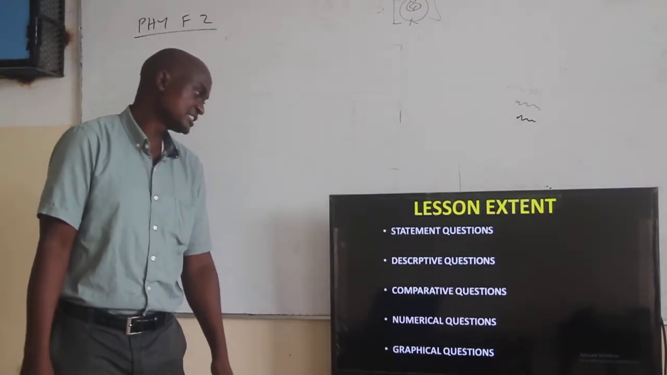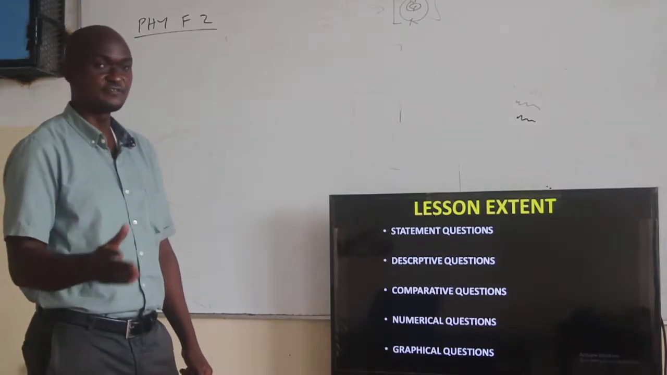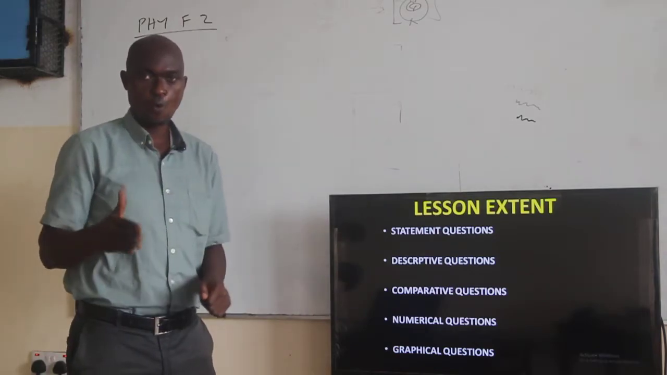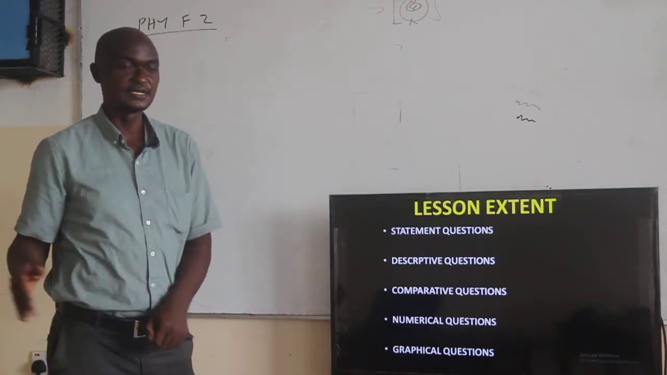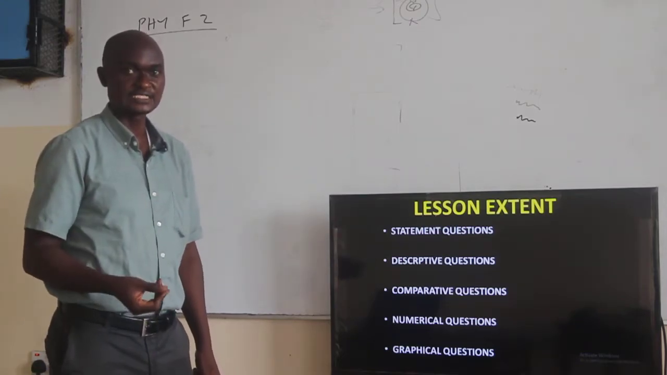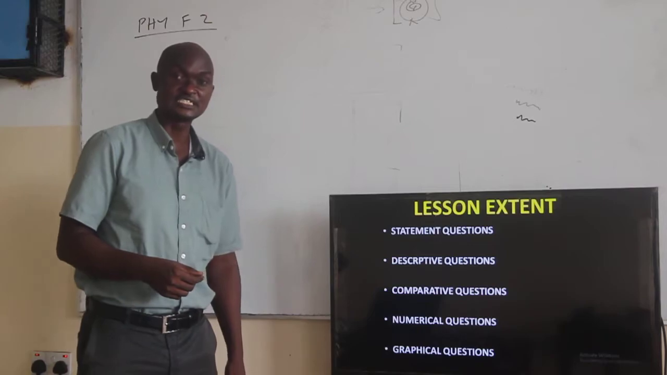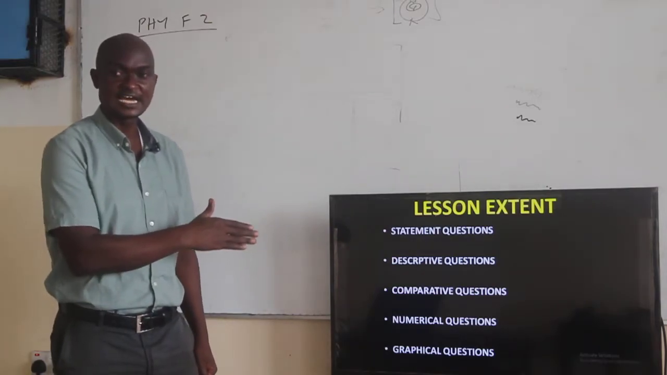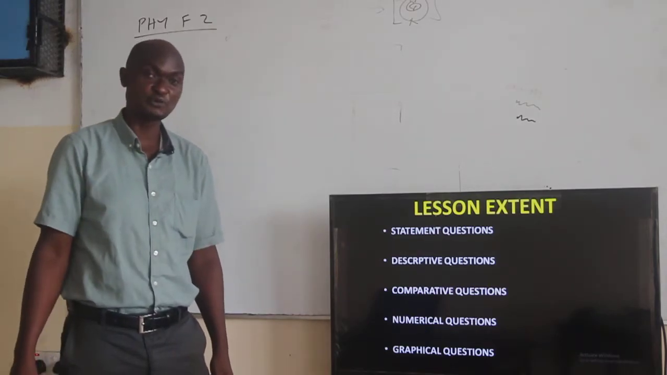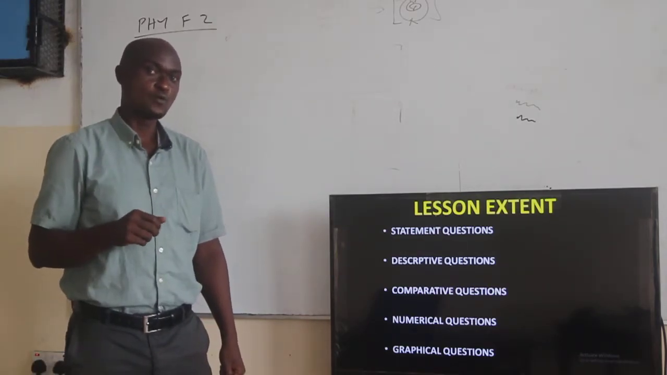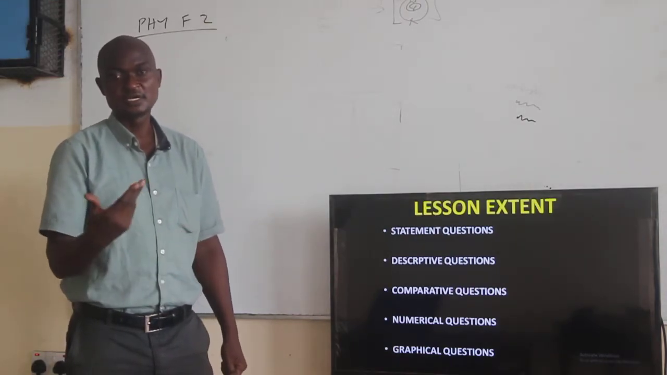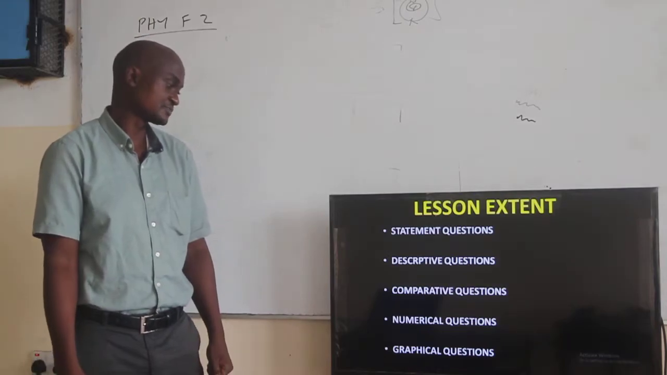We have the comparative questions, where you have to show the difference between one thing and the other. This is like this, whereas that is like that. We use words like while, but, whereas. Sometimes you can even use a table showing what is on one side and what is on the other side. We have numerical questions, or the mathematical type of questions in physics, where you have to list what you've been given, identify the formula to use, and go ahead and work it out.